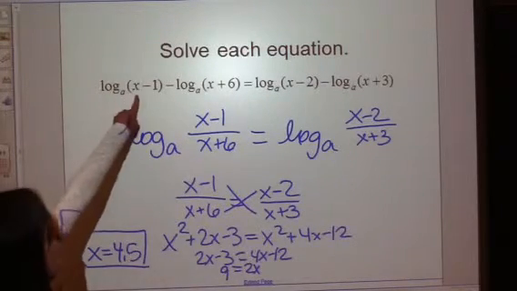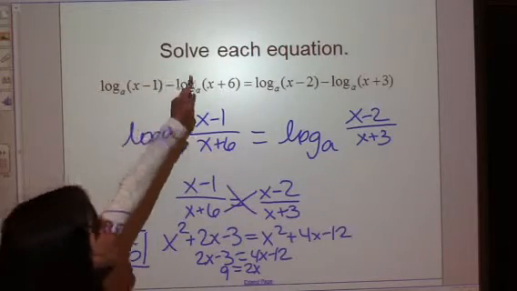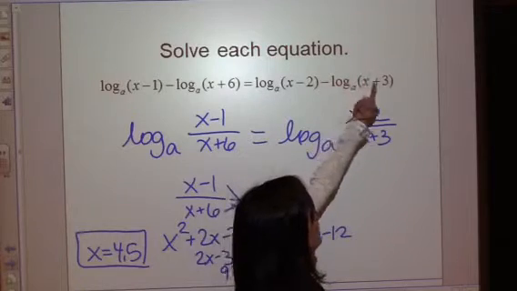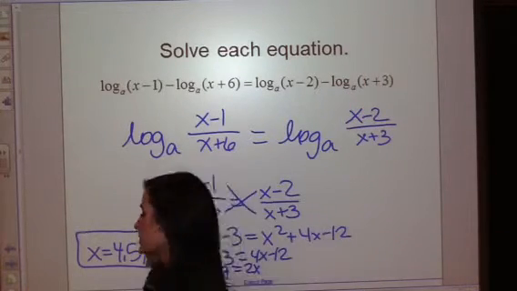Plug in, 4.5 minus 1 is positive. 4.5 plus 6 is positive. 4.5 minus 2 is positive. 4.5 plus 3 is positive. So it's good.